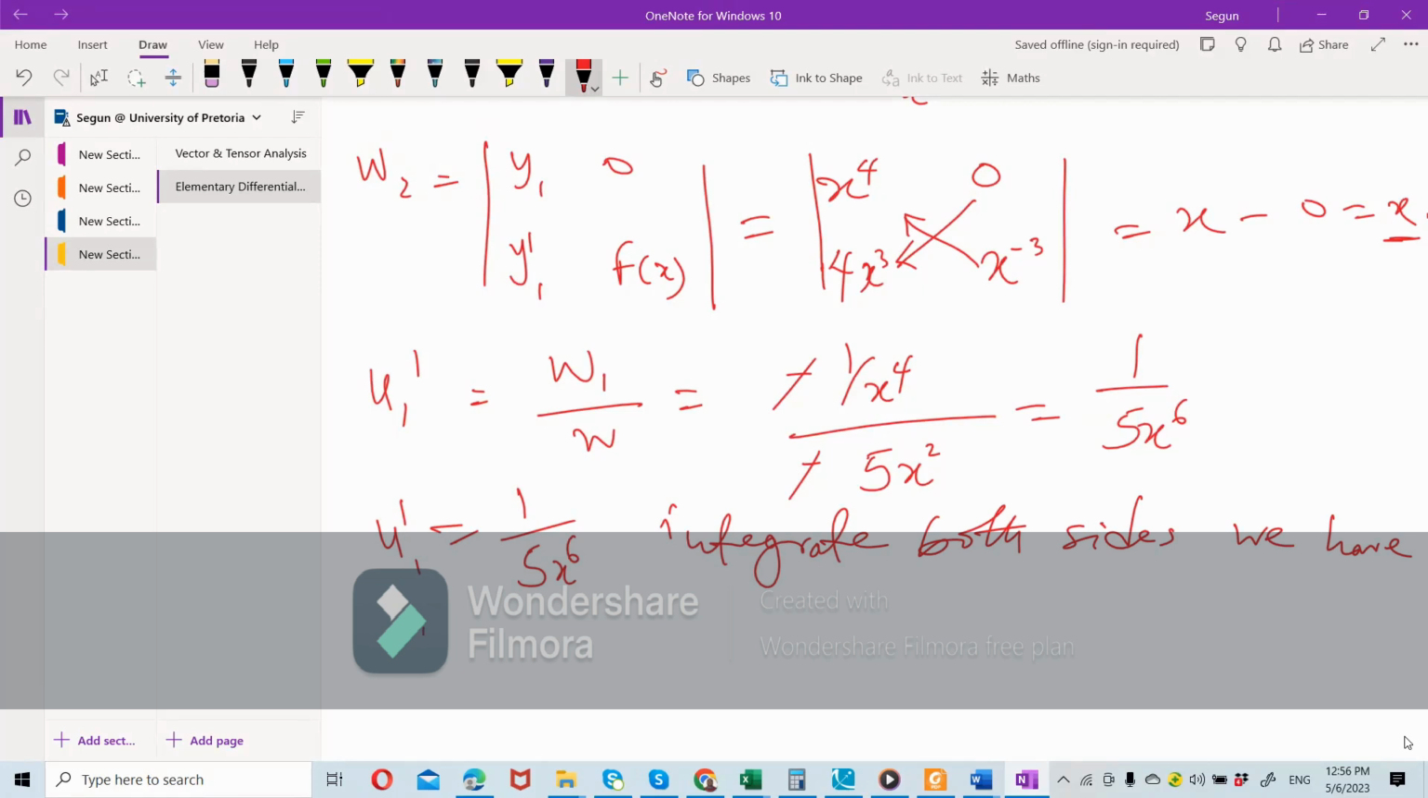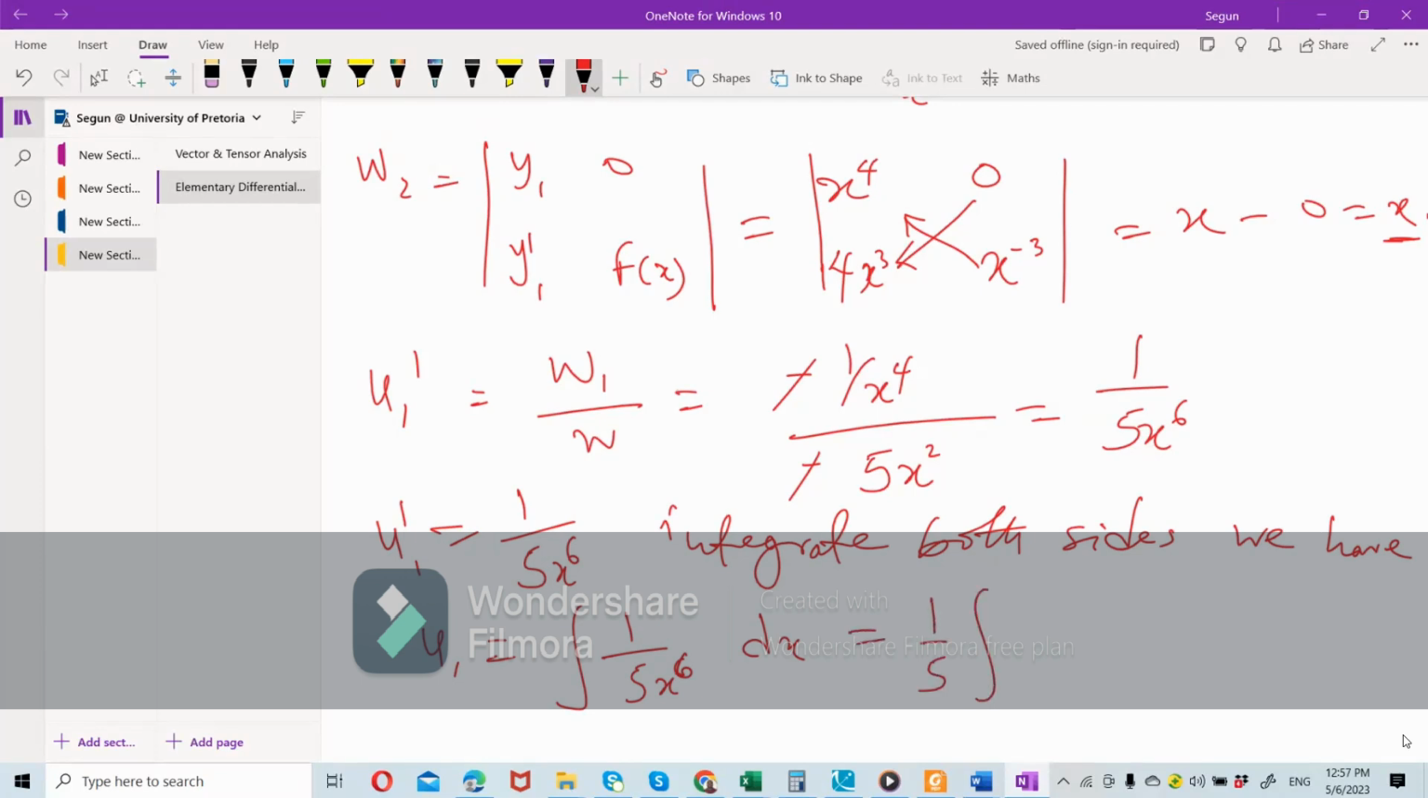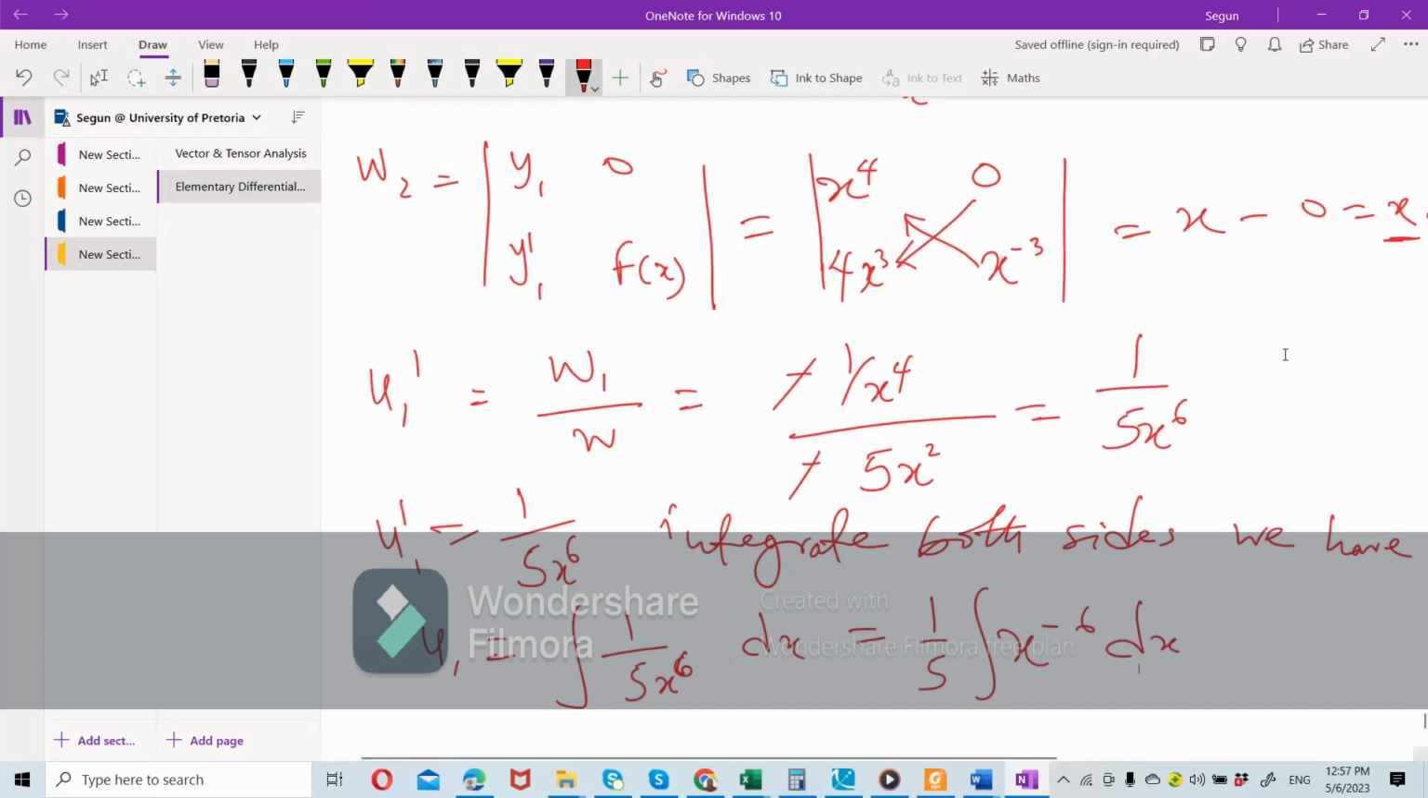When you integrate this side, you have u1 equals the integral of 1 over 5x^6 dx. So here we can take 1 over 5 out and integrate x to the power minus 6 dx. When you integrate x to the power minus 6 dx, what do you have? Anybody?